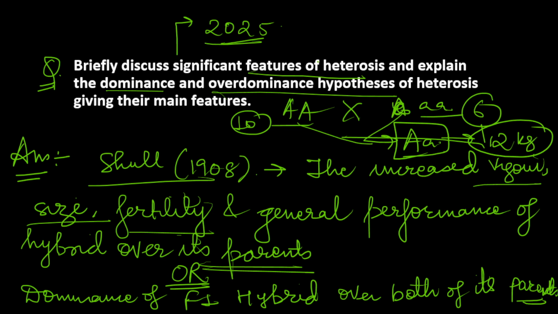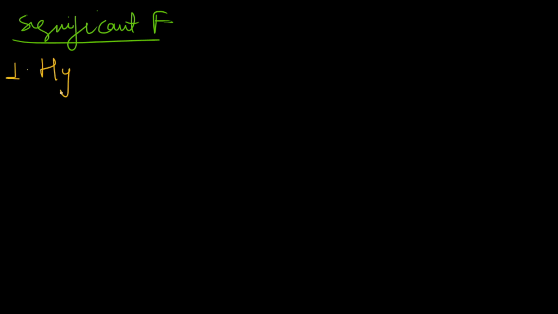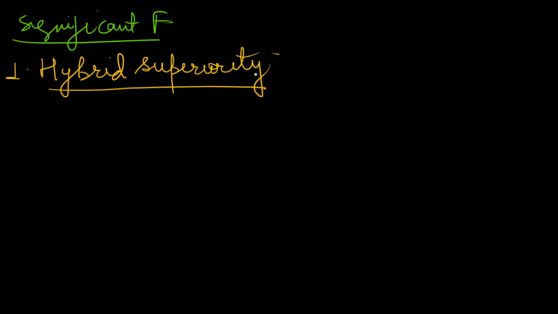Now let's move to the first part of the question, that is significant features of heterosis. So what are the significant features? First feature is obviously hybrid superiority. That is, the F1 hybrid will show better performance than the parents.